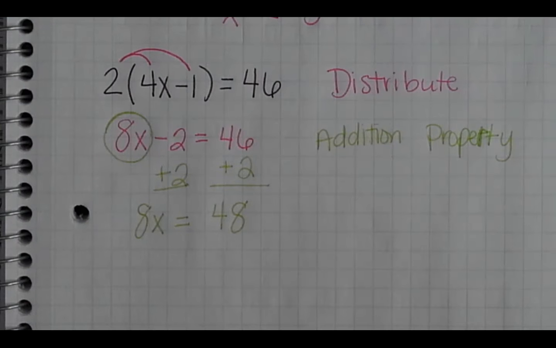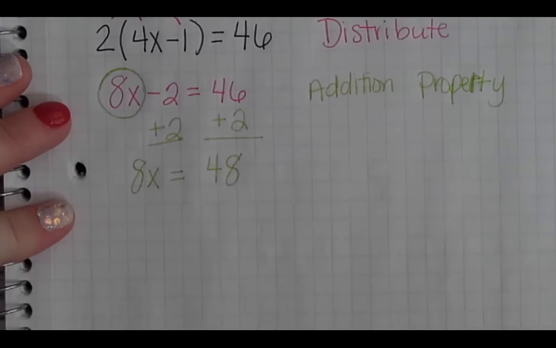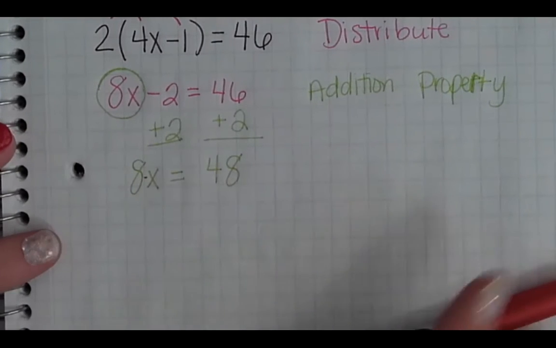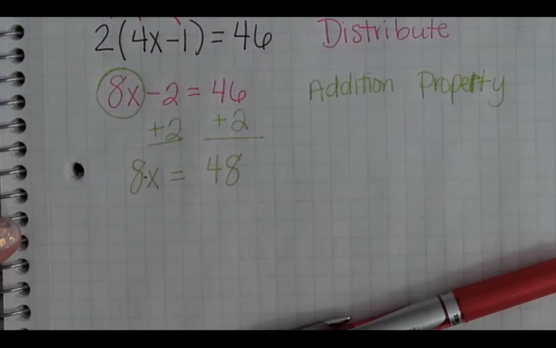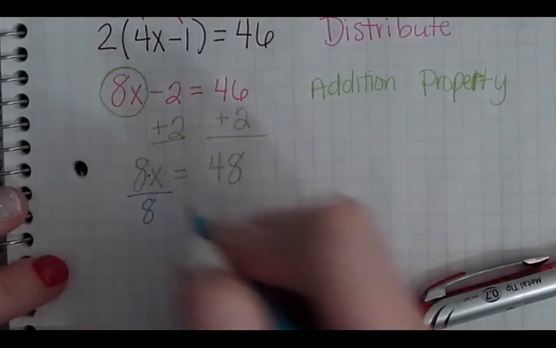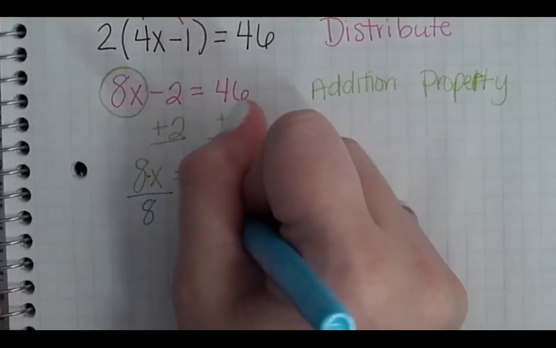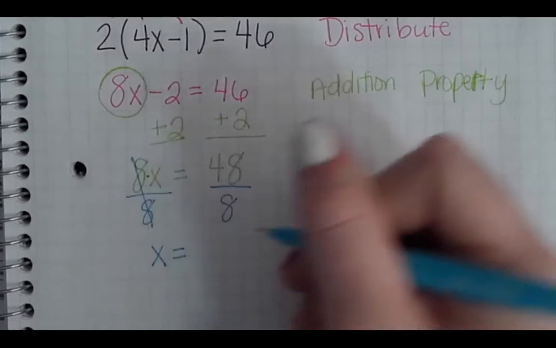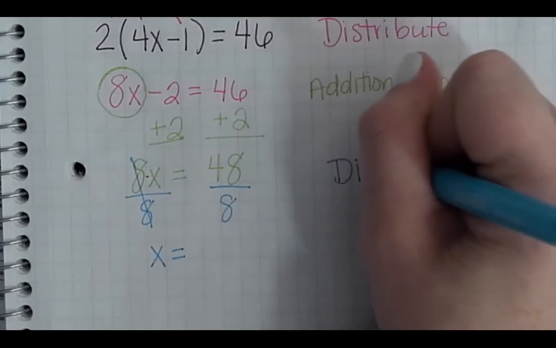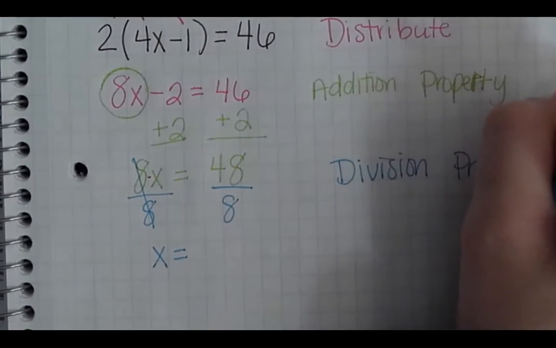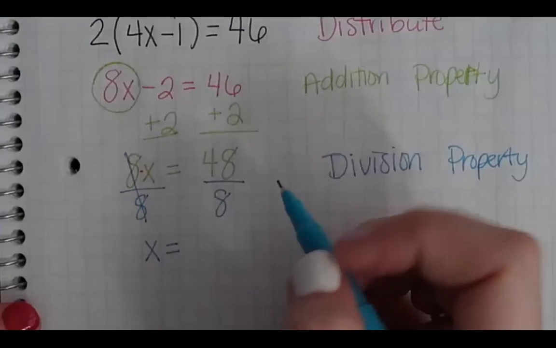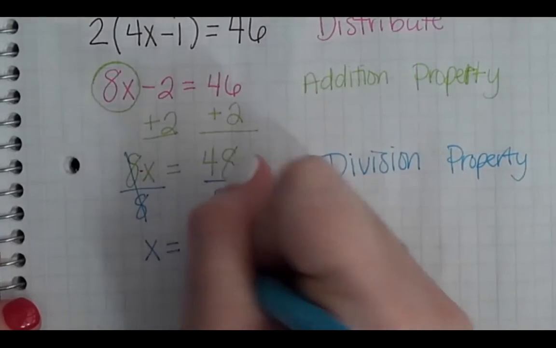Okay. What's the opposite of multiply? Divide. Find my blue. There it is. So I'm going to divide by 8 and divide by 8. So what property is that? Division. Okay, what is 48 divided by 8? 6.